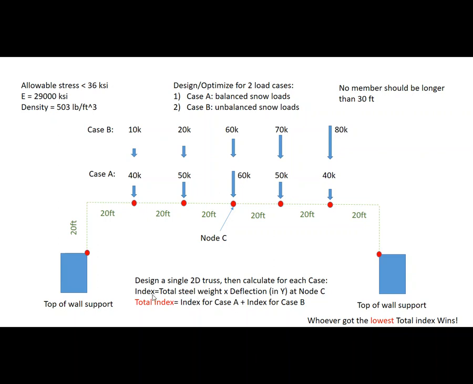Because you're using the same truss for both case A and case B, your total steel weight for case A and case B should be the same, since it's the exact same truss design. But the deflection is going to be different under B and under A. So you calculate this index for each case, then add those two indexes together to get a total index. Our objective is to minimize that total index. Whoever gets the lowest total index wins.